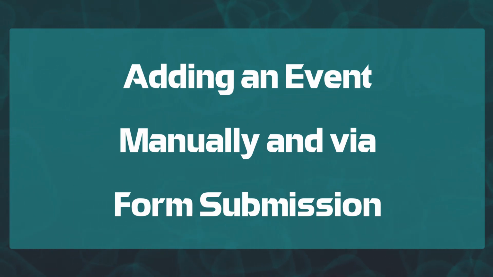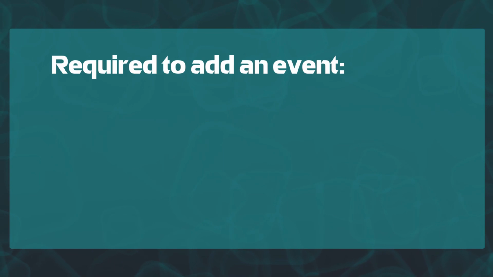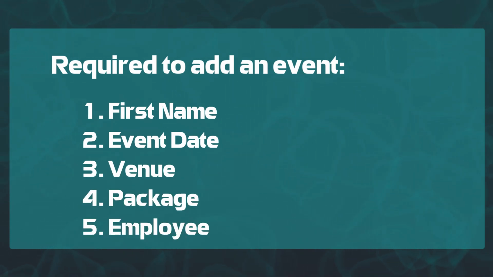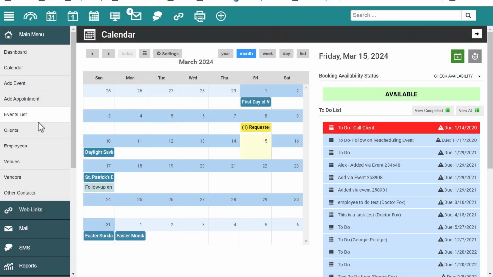But before we begin, there's 5 things that are required in order to add an event into your account. First name, event date, of course, venue, package, and employee. Once you have those 5 things, that's the minimum requirements that are needed in order to add an event into your system. So to begin, let's take a quick look at adding an event manually.